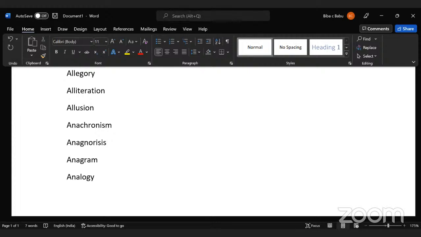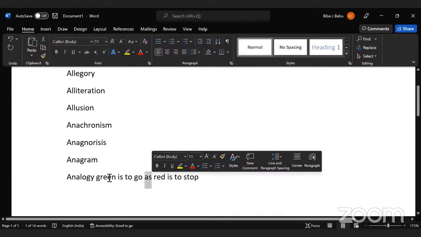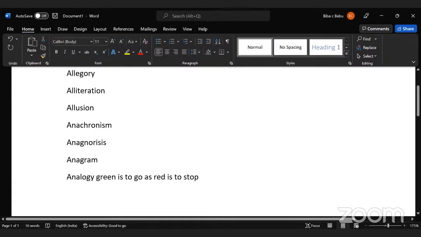when you go to a traffic signal, you will see different colors, right? There will be red, green, orange. When you see green, what does it mean? Green is to go, right? As red is to stop. See, here the word "as" is used. That is a comparing word. As is a comparing word.